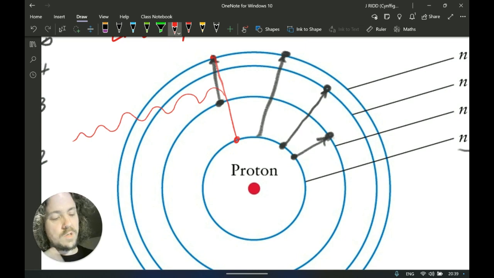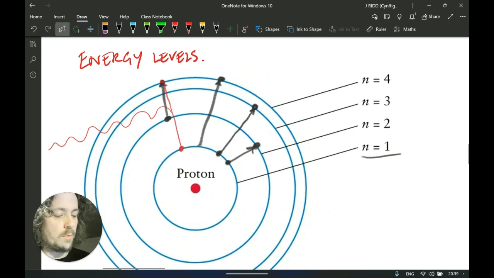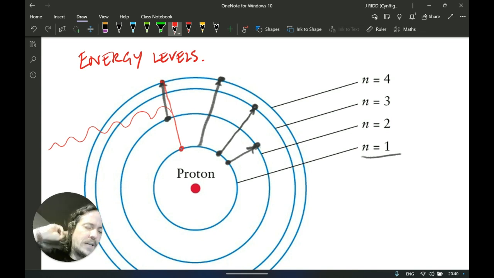And what's important to note here is that I've drawn one going from n equals 4, the top one, down to n equals 1. That's quite a large energy transition here. It's quite a significant loss of energy. In the analogy of the hotel or the different floors of a building, it's like going from the top floor down to the bottom floor. So there's a big loss of gravitational energy in that sense.